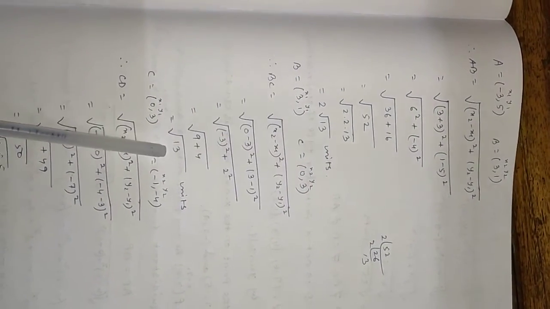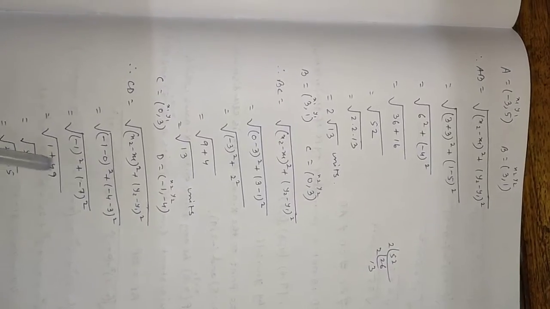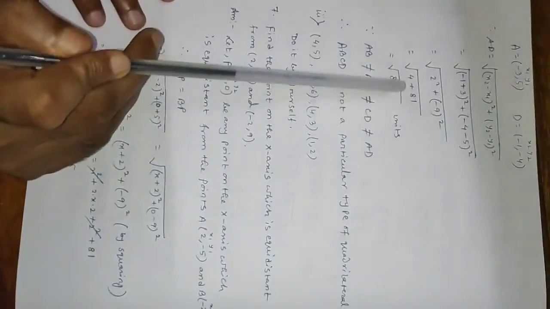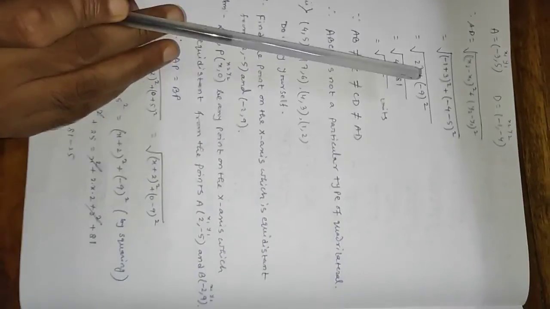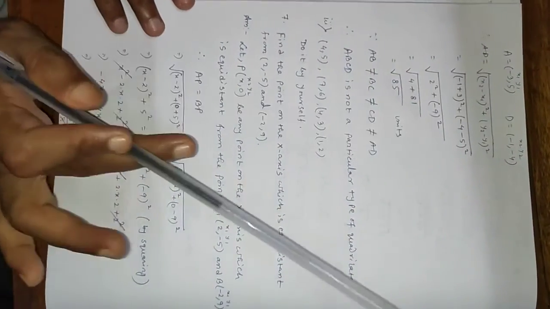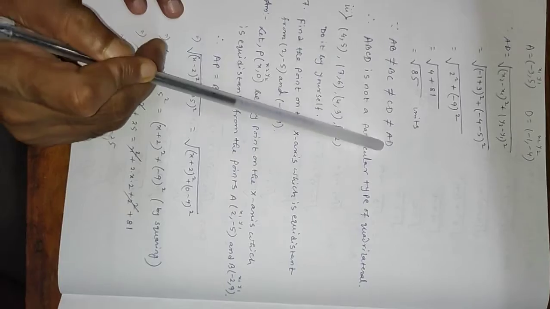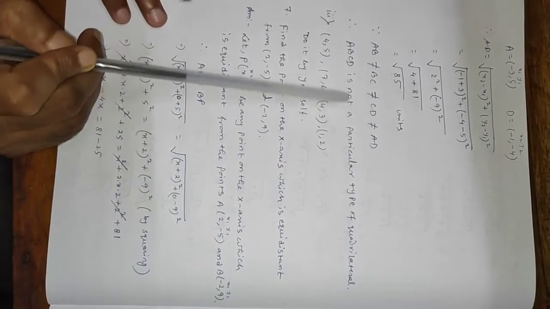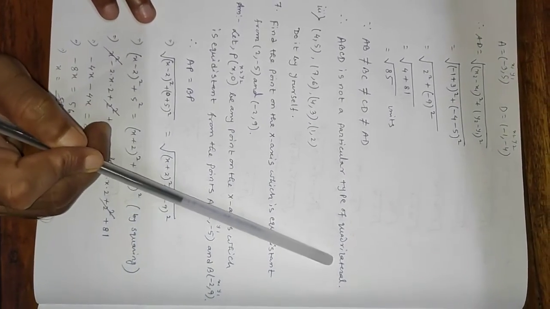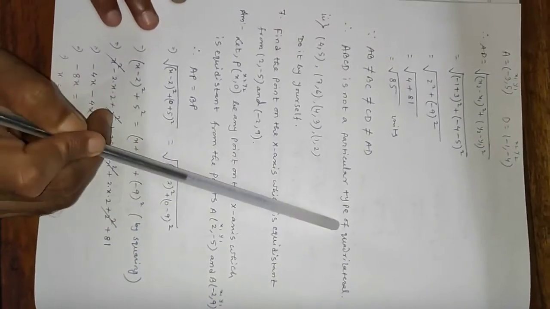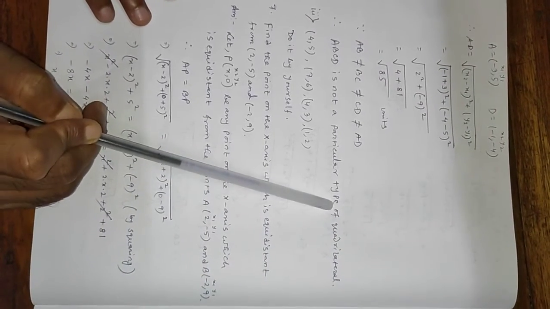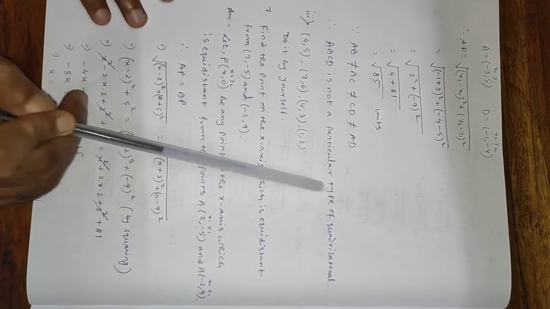Then B and C, we are getting this. Distance between C and D, getting this. Distance between A and D, we are getting this. Since all the distances are different here, we don't need to check the diagonals. Write down AB not equal to BC, not equal to CD, not equal to AD. So ABCD is not a particular type of quadrilateral. We can't give any specific name for this quadrilateral. It is a quadrilateral but not a particular type.